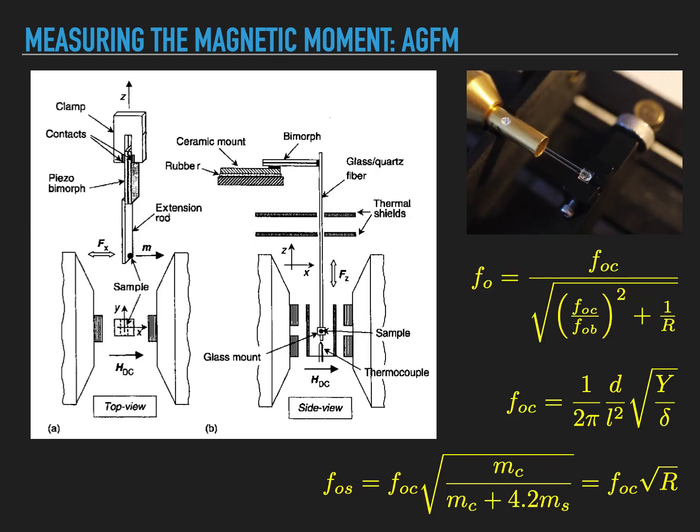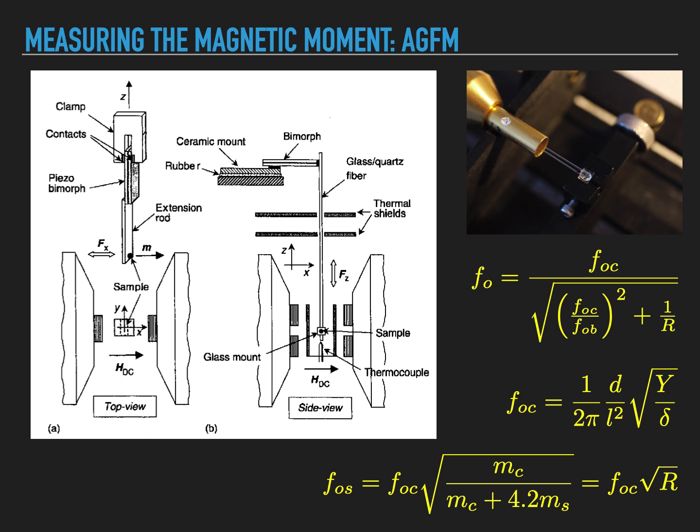In the case of an AGFM, the sample is glued in some way on a pad that is placed again in the middle of the gap of the magnet. The pad is mechanically connected to a piezoelectric transducer. As in the case of the VSM, the sample moves, but the reason why it moves is completely different. In the VSM, there was a linear motor that induced the movement of the sample, and there were coils that picked up the induced voltage.